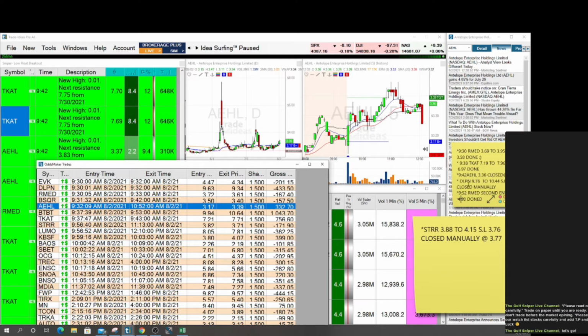And then after that, DLPN, I don't know when I entered, but I closed it manually with -$180. That was less than -1 because of the value of the trade. So here it was -120, here it was -$180, or the reverse, but I closed it.